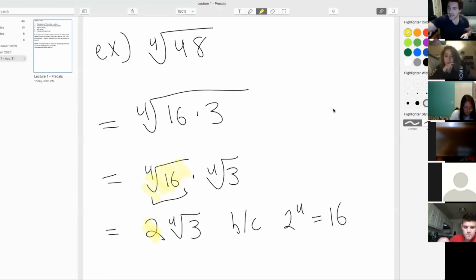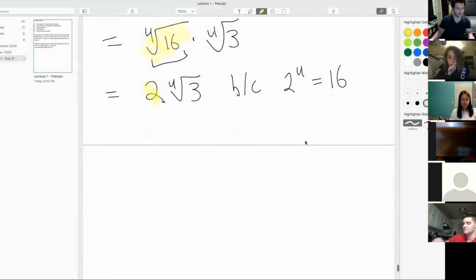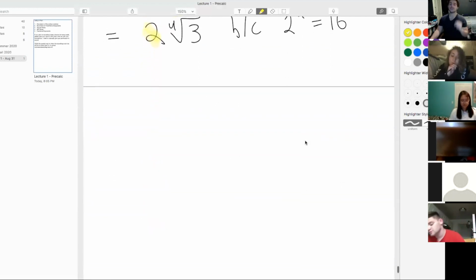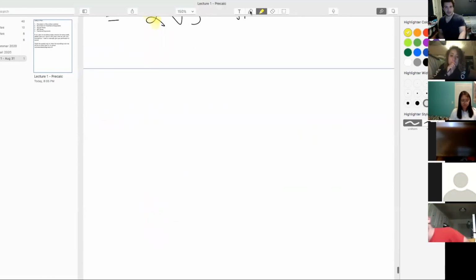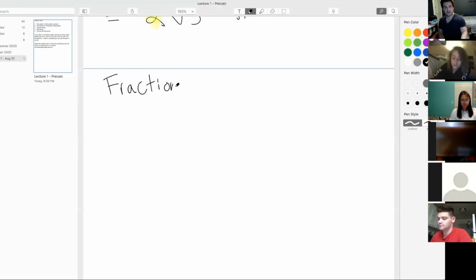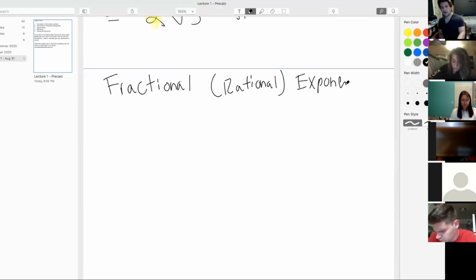Okay, so those are nth roots. Very good. And the final topic of the night. Fractional exponents. Okay, fractional exponents. Fractional, also called rational exponents.